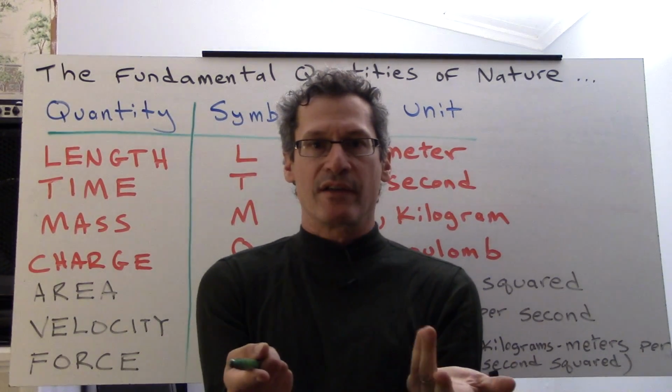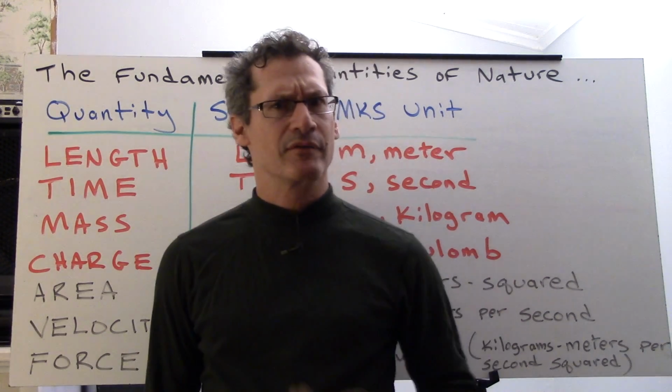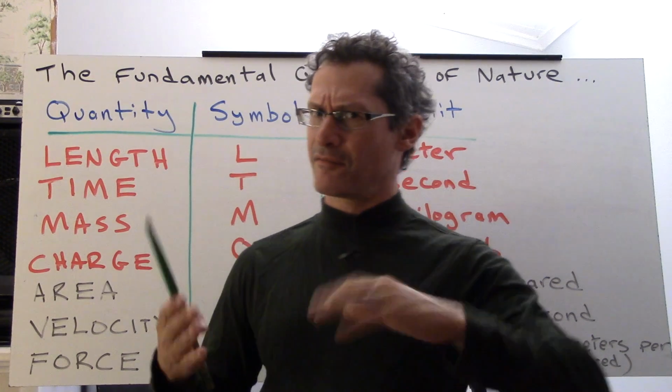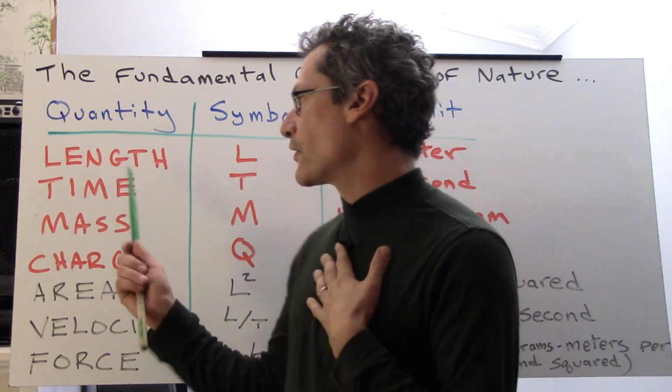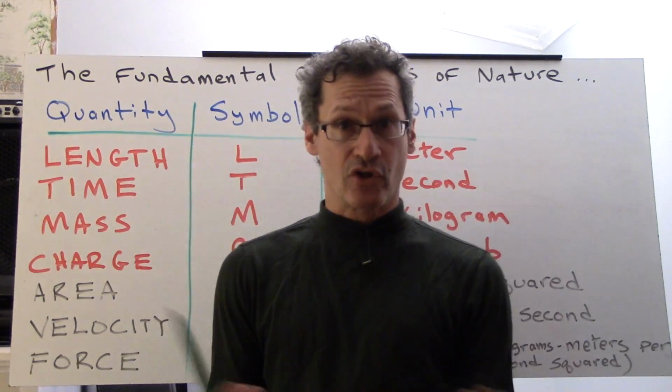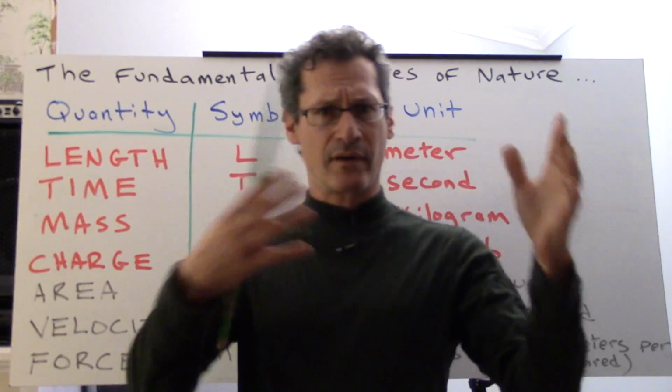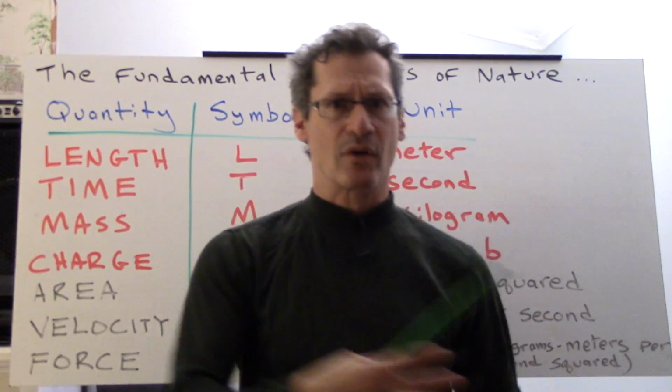The fundamental quantities of nature. There are four, just four, that's it. Physicists think about nature in terms of these four quantities. They are length, time, mass, and charge. And that's it. We can combine them in different ways to give us more compound and more interesting descriptions of nature.